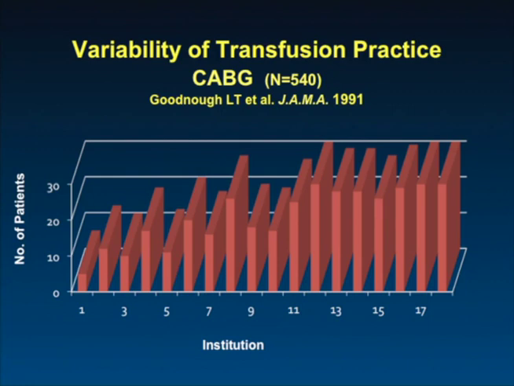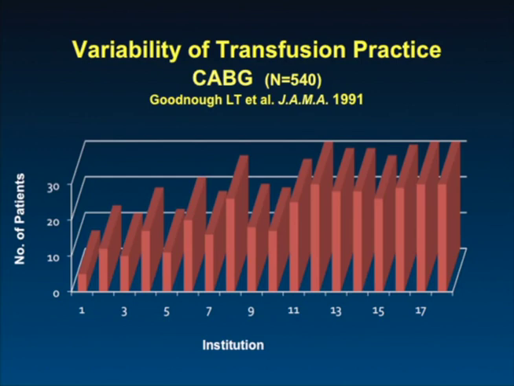One of the other areas that we see as associated with overuse is the variability of transfusion, and this goes back to 1991. I will say that almost every decade there's a large trial published looking at variability of transfusion, and from 1991 up to 2013, we have not been able to demonstrate any improvement in the variability.